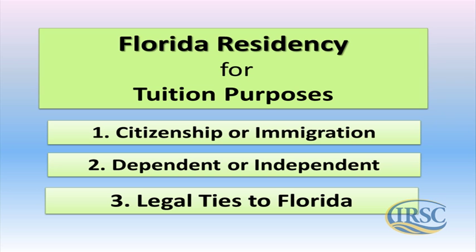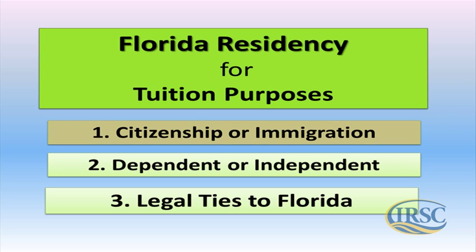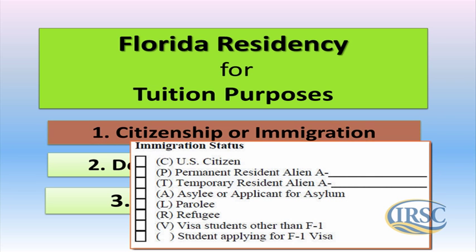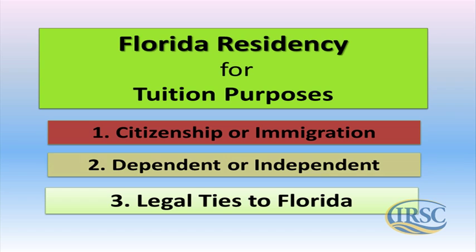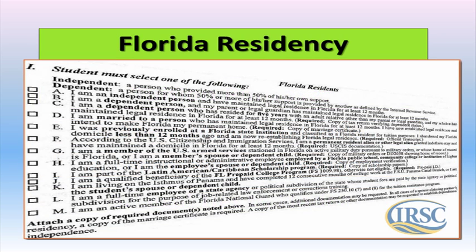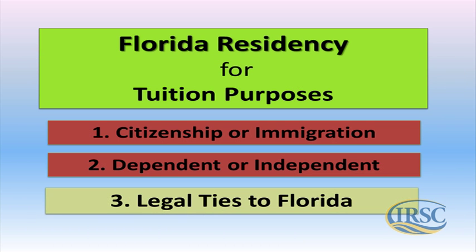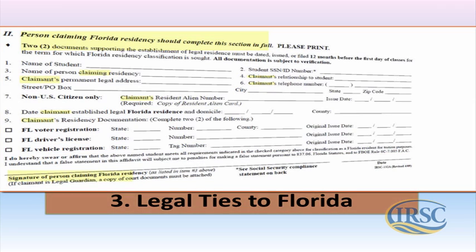To be considered a Florida resident for tuition purposes, you must provide the following information on the statement of residency. A citizenship or immigration status that makes you eligible for in-state tuition. Your answer to this question will determine your eligibility. Are you considered an independent or dependent for tuition purposes? Your answer will determine who should be listed as the claimant. You must provide proof of legal ties to Florida for at least 12 months. Here the claimant needs to prove their in-state residency for tuition purposes.